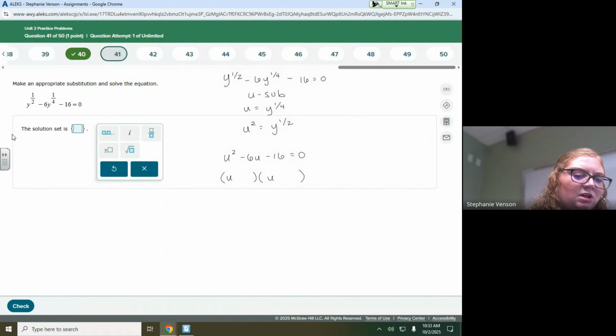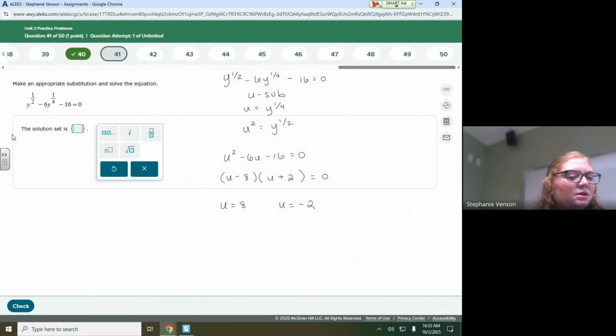Yep. U minus 8, U plus 2. So I get U equals 8 and U equals -2. So far the processes are identical, right? We haven't really done anything different up to this point. It's in the back substitution step that things are going to get a little different.